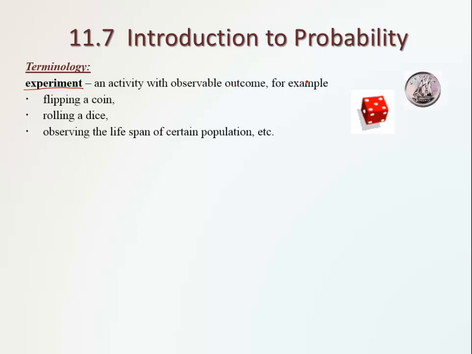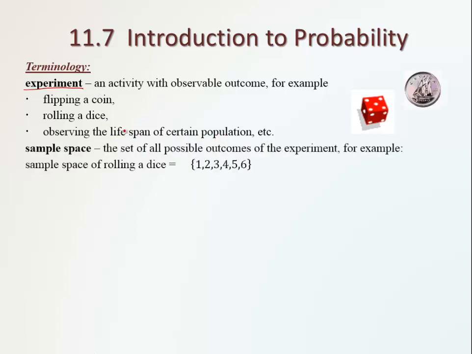interested in. For example, we can flip a coin, so we have two possible outcomes, either head or tail. Or we can roll a dice, so we have 6 possible outcomes, either 1, 2, 3, 4, 5, or 6. So those are very popular experiments, flipping a coin or rolling a dice. But we could also observe the lifespan of a certain population. Could be lifespan of people, or lifespan of some bacteria, or certain types of animals, etc.